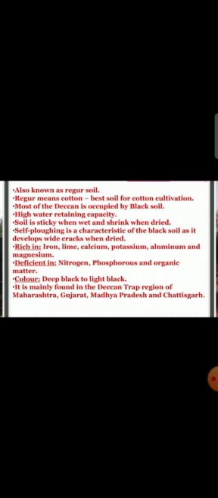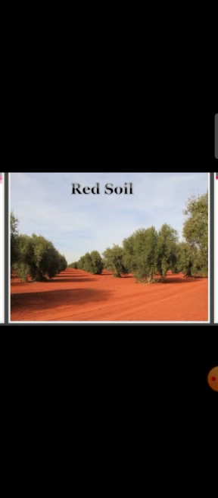It is rich in iron, lime, calcium, potassium, aluminium and magnesium. The drawback of this soil is that it is deficient in nutrients such as nitrogen, phosphorus and organic matter. Its color is deep black to light black. It is mainly found in the Deccan Trap of Maharashtra, Gujarat, Madhya Pradesh and Chhattisgarh.